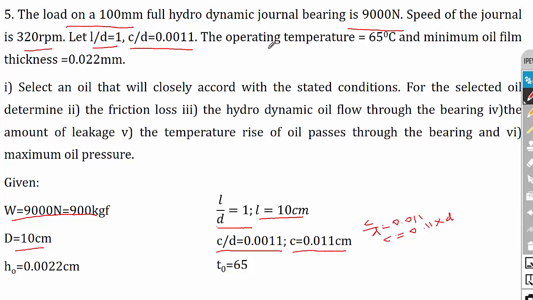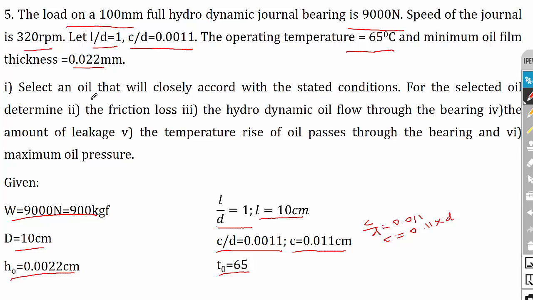Then the operating temperature T0 is given as 65 degrees Celsius, and the minimum oil film thickness is equal to 0.002 mm, that is h naught. The important key parameter to identify this type of problem is the minimum film thickness. If the minimum film thickness is given, then you should not use the previous procedure to design the bearing. Select an oil that will closely accord with the stated conditions.